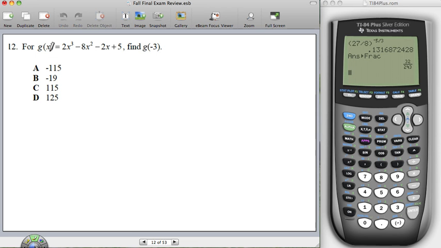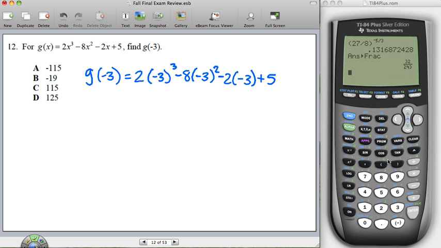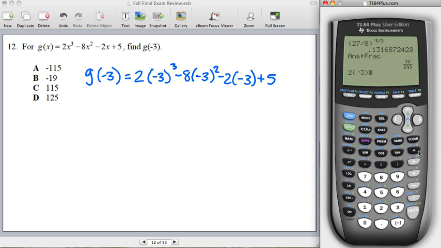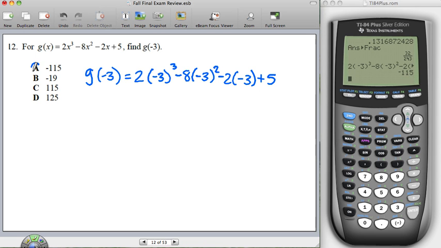For number 12, this is your g function. You're finding g of negative 3. So I'm just going to plug in negative 3 for x. And I got my handy dandy calculator. So I have 2 in parentheses, negative 3 to the 3rd power, minus 8 times negative 3 squared, minus 2 times negative 3, plus 5. Oh, forgot my plus. Gives me negative 115, so my solution for 12 is going to be A.